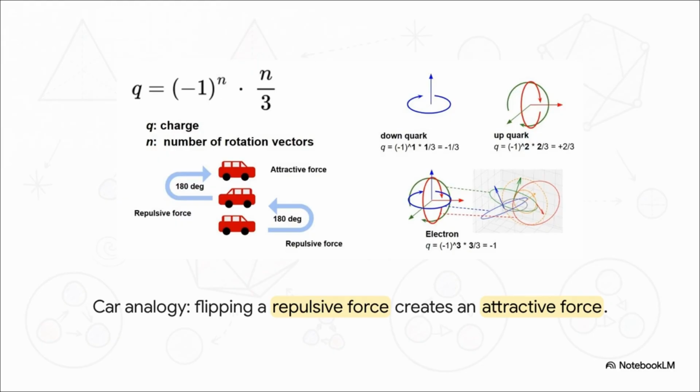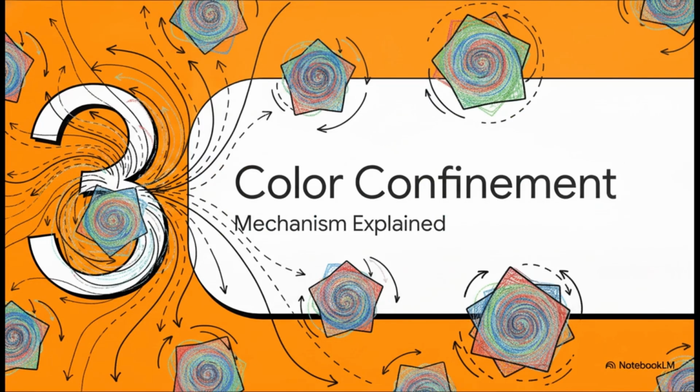Well, imagine a repulsive force. If you physically flip its orientation 180 degrees, it essentially becomes an attractive force. By combining and flipping these vectors in space, the geometry itself perfectly dictates those fractional charges. It's all structural. All right, Section 3, the color confinement mechanism.